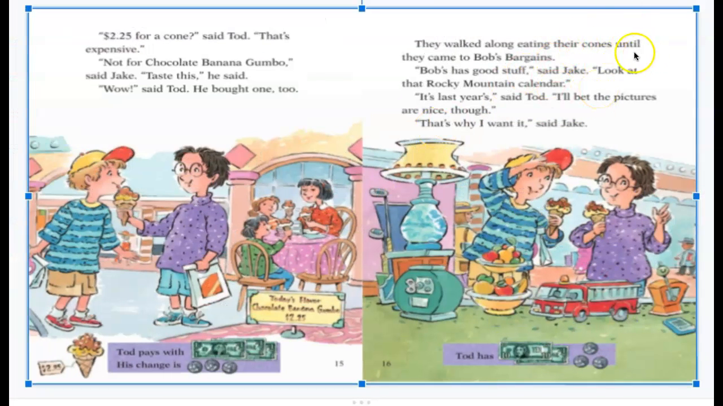They walked along eating their cones until they came to Bob's Bargains. "Bob's has good stuff," said Jake. "Look at that Rocky Mountain calendar." "It's last year's," said Todd. "I'll bet the pictures are nice, though." "That's why I want it," said Jake. Todd has $10, $11, and 75 cents.